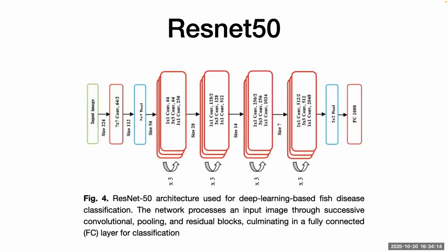Okay, so this is the model that we will use for transfer learning. It's ResNet 50, and as you see from the 50, it contains 50 layers in total.